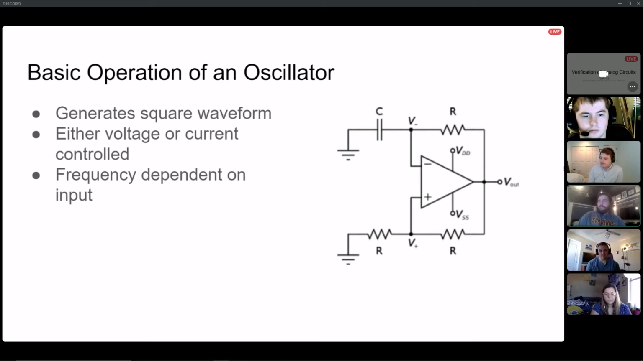So the basic operation of an oscillator is basically just to generate the square wave, and then it can either be voltage or current controlled, but either way it's being fed by a separate system to control the frequency. And then the frequency is totally dependent on the input, which gives lots of vectors of attack.